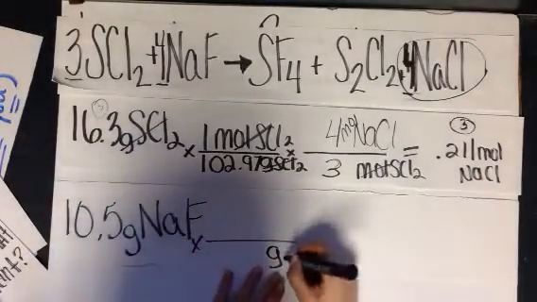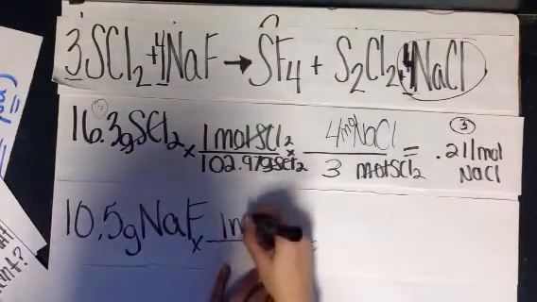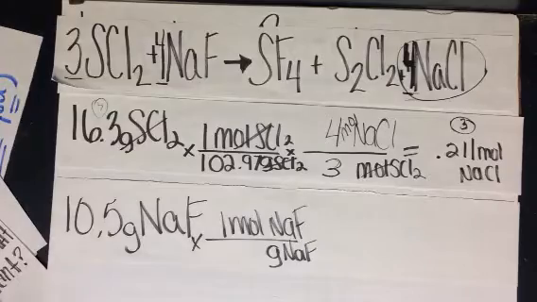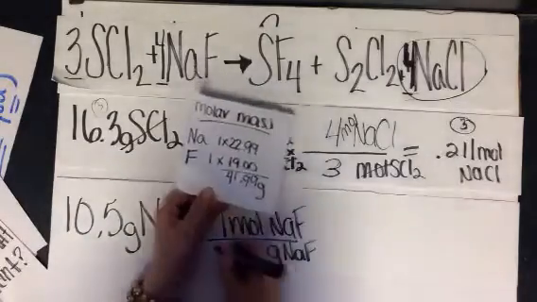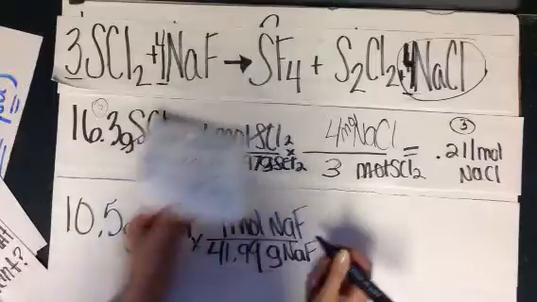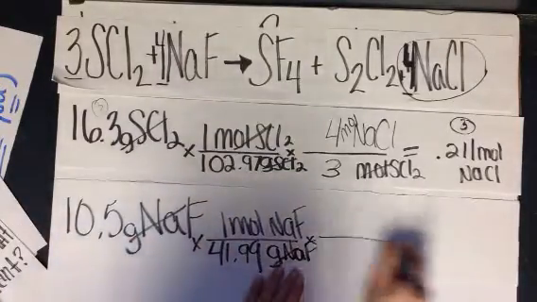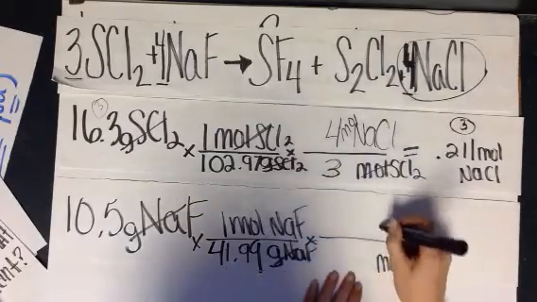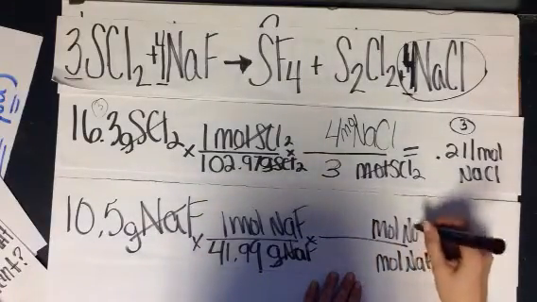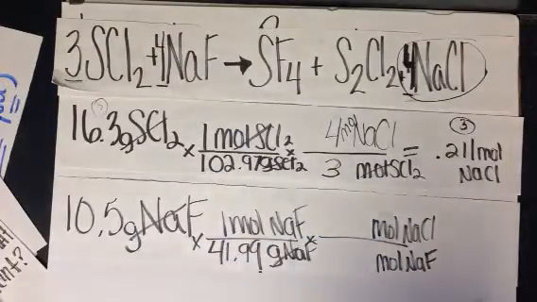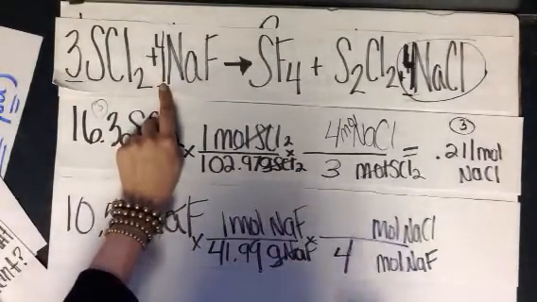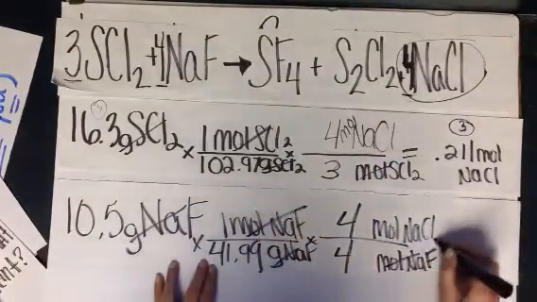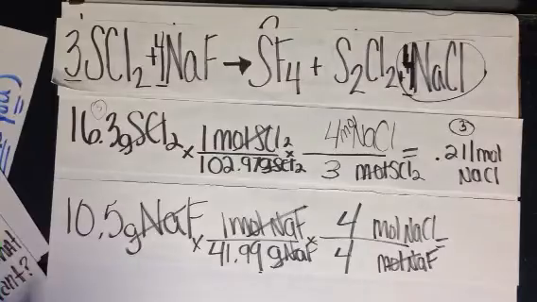How about this reactant? So 1 mole of NaF in the molar mass of NaF, which I've gone ahead and calculated from the periodic table. Great. That cancels out with that. And now I'm going to go to the mole ratio and see the relationship of this reactant to that product. Here's NaF. 4 moles of NaF make 4 moles of NaCl. That cancels out with that. I'm going to go ahead and put that in my calculator.